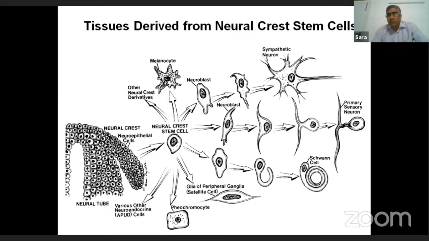So if something goes wrong somewhere in this development and differentiation, and depending on what that cell was going to be, the tumors are of that area. So it can be a schwannoma, it can be a pheochromocytoma, it can be neuroendocrine tumors, it can be melanoma, it can be neuroblastoma, which basically are the cells which were going to form the sympathetic neuron. And the distribution of neuroblastoma is all along the sympathetic chain. So it's a paravertebral tumor that you will see, or it may arise from the adrenal gland where the sympathetic neurons are present. So that's the origin of this tumor.